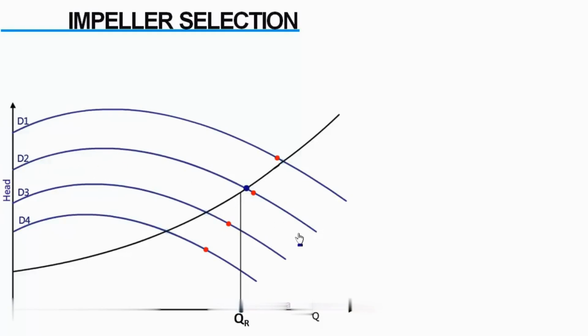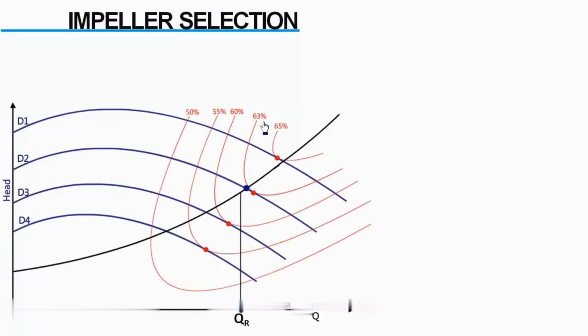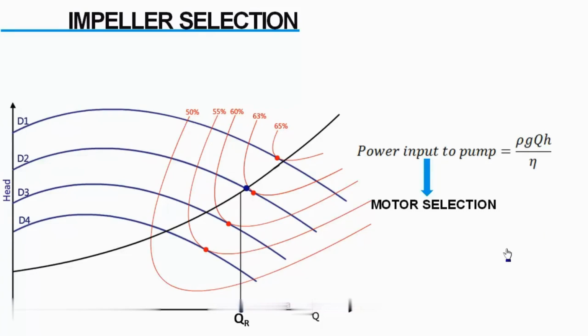In the same graph, we can represent iso-efficiency curves. So, efficiency at the operating condition also can be determined. The required shaft power can be calculated using this equation. This will lead to proper motor selection. This pump will operate well if it can overcome one more problem: a problem of cavitation. We will learn how to design against cavitation in a detailed, separate video.